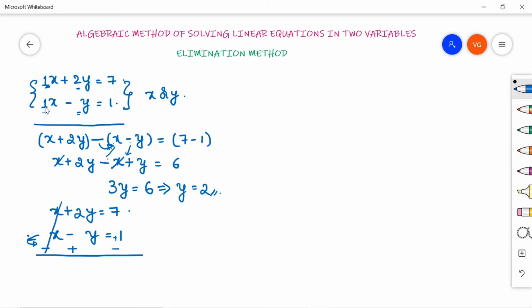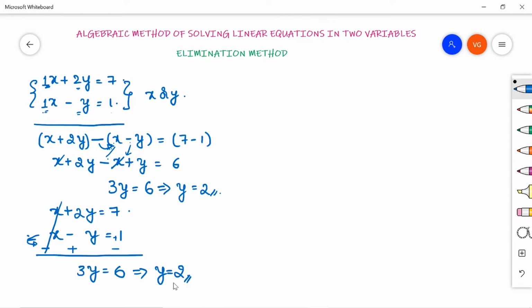Now you can add directly, right? So plus x and minus x is 0. 3y is equal to 7 minus 1, 6. So y is equal to 2. This is called the elimination method. You are cutting off one variable. You are eliminating one variable here, right? So once you know the y value, substitute it back in one of the equations and get the x value.